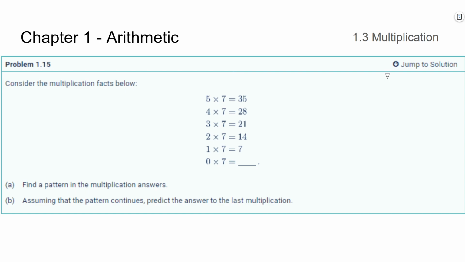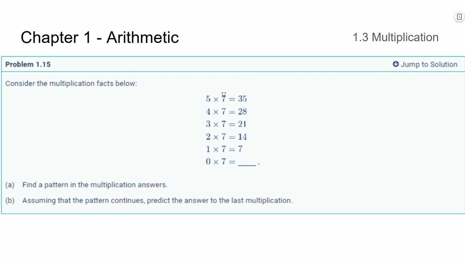Okay, consider the multiplication facts below. Find a pattern, and assuming that the pattern continues, predict the answer to the last multiplication. All right, so we probably already know what 0 times 7 is. If you're coming into this course, you probably already know what that is, but let's just recognize the pattern first.